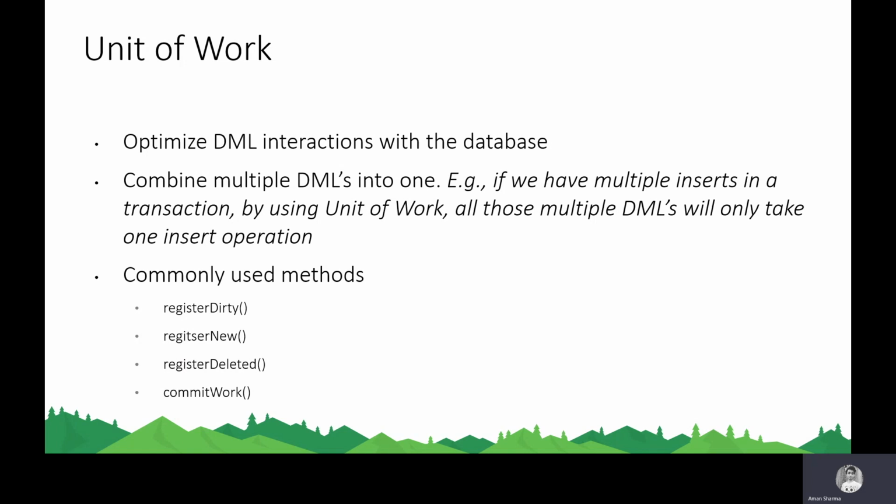So the commonly used methods are register dirty, register new, register deleted, and commit work. Register dirty is more like an update, you can say. Register new is like insert, register deleted is for delete, and commit work is for committing to the database. Of the four methods, only register dirty, register new, and register deleted accept parameters, which can either be an S object or a list of S objects. Whereas commit work never accepts a parameter.